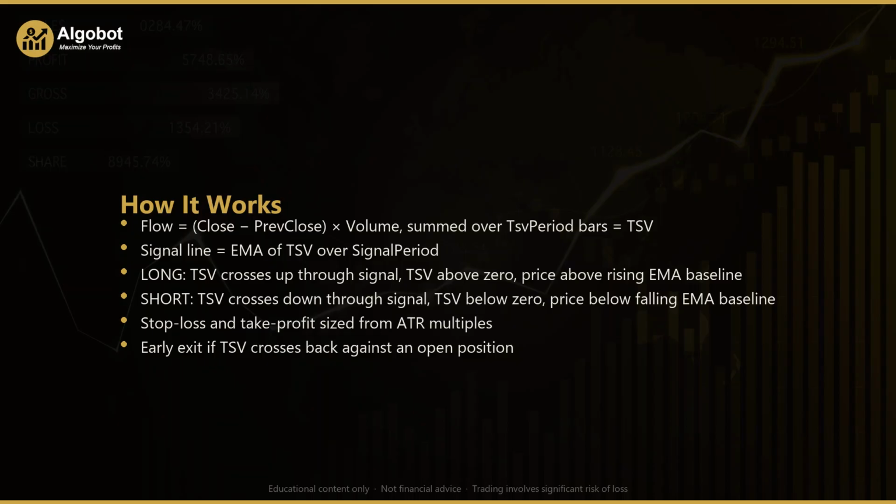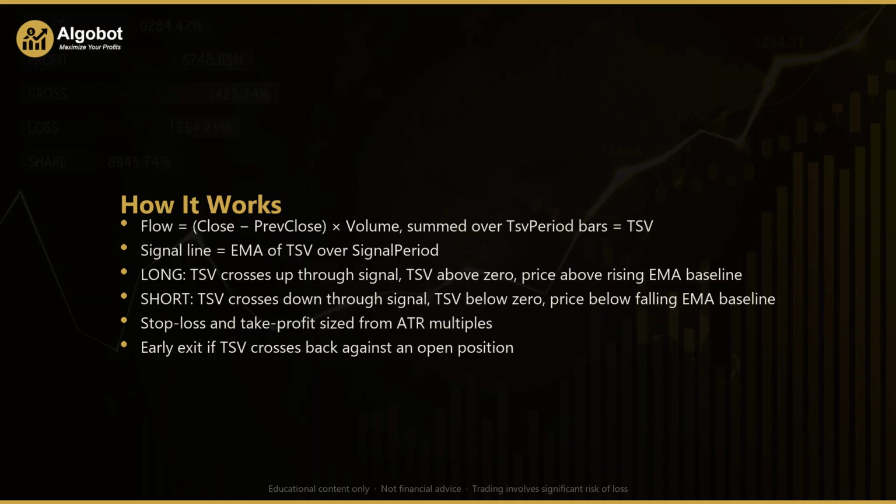For a long, 3 conditions must line up together. TSV must cross upward through its signal line. TSV must also be above 0, confirming net accumulation. And price must be trading above the trend baseline while that baseline is rising. When all 3 agree, the EA signals a buy. For a short, the mirror applies. TSV crosses downward through its signal line, TSV sits below 0 for net distribution, and price trades below a falling baseline.